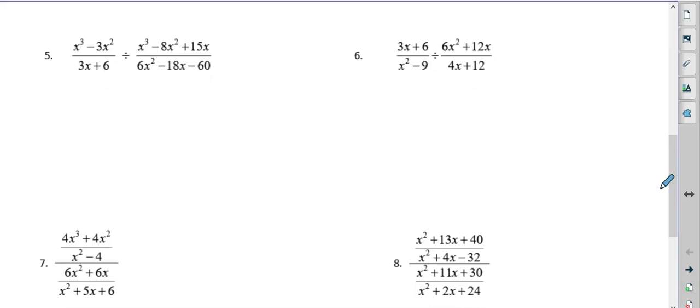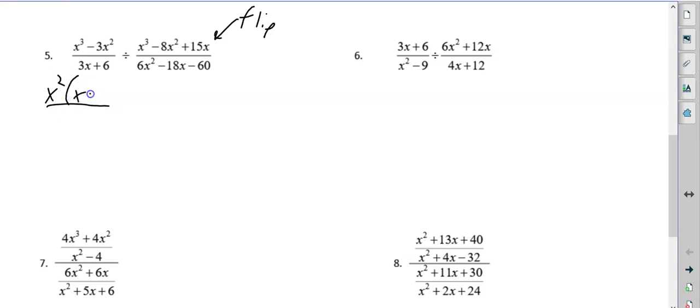All right. We have a division problem. Remember, we're going to turn this into multiplication. But when we do that, we have to flip the second fraction and only the second fraction. Okay? So I'm going to kind of factor and do everything as we go. So top left, I can take out an x squared.